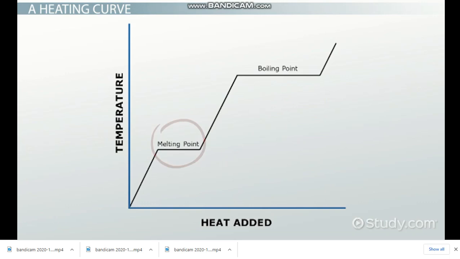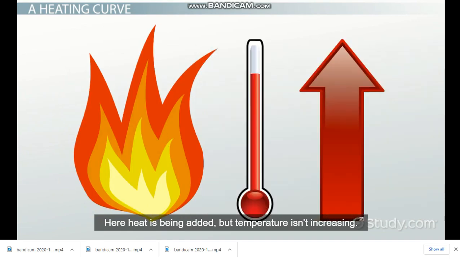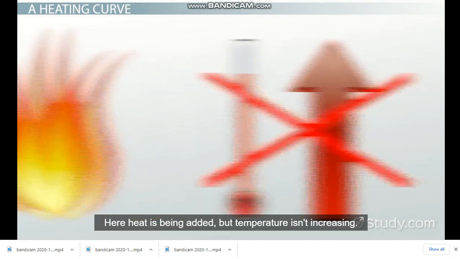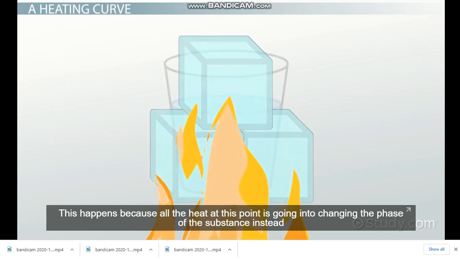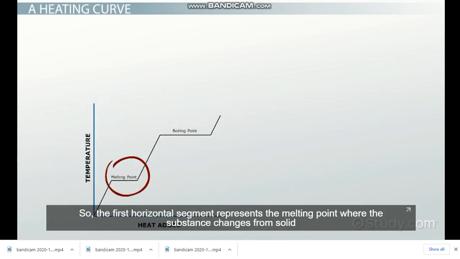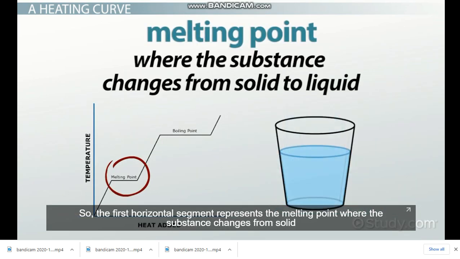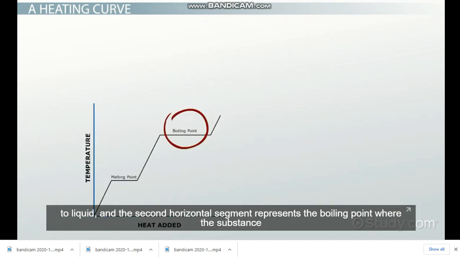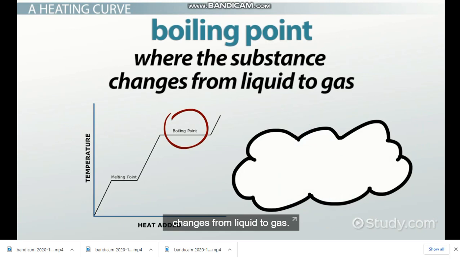You'll also notice that there are large portions of the graph that are horizontal lines. Here, heat is being added, but temperature isn't increasing. This happens because all the heat at this point is going into changing the phase of the substance instead of making it hotter. So the first horizontal segment represents the melting point, where the substance changes from solid to liquid, and the second horizontal segment represents the boiling point, where the substance changes from liquid to gas.